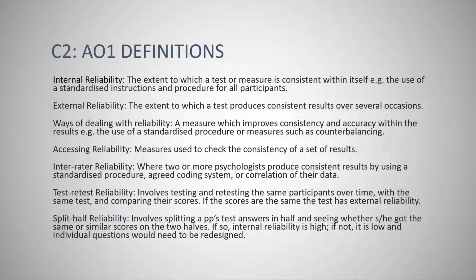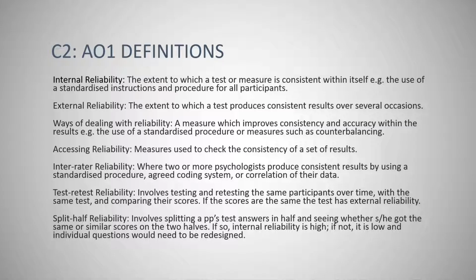Internal reliability is the extent to which a test or measure is consistent within itself. For example, the use of standardized instructions or procedure for all participants. External reliability is the extent to which a test produces consistent results over several occasions. Ways of dealing with reliability are measures which improve consistency and accuracy within the results, for example, the use of a standardized procedure or measures such as counterbalancing.